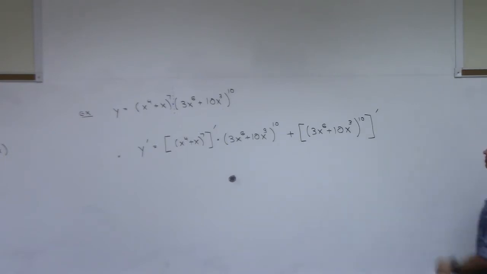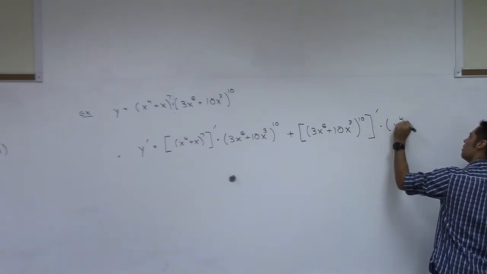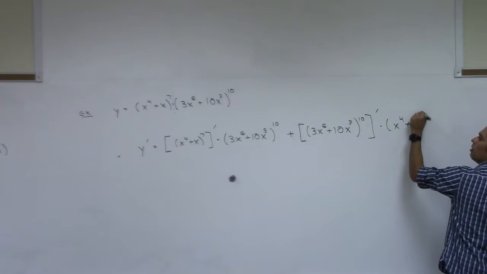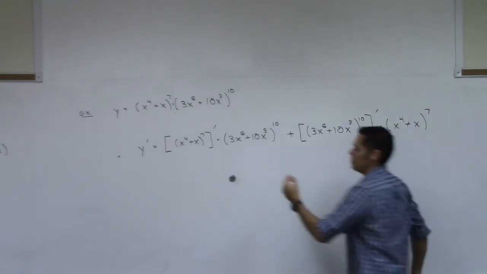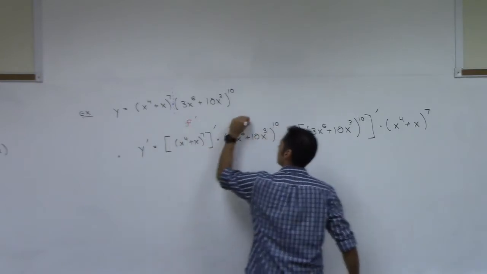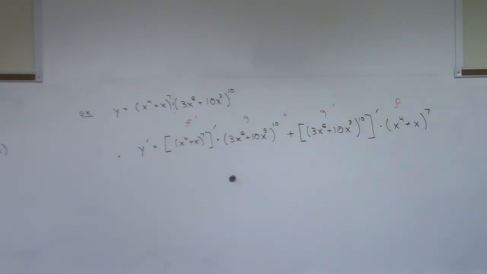What am I missing? Am I done? No. What do I need? I need to multiply that times x to the 4th plus x, all of that to the 7th. So good old, this is your f prime g plus g prime f. That's what we've got there, right?